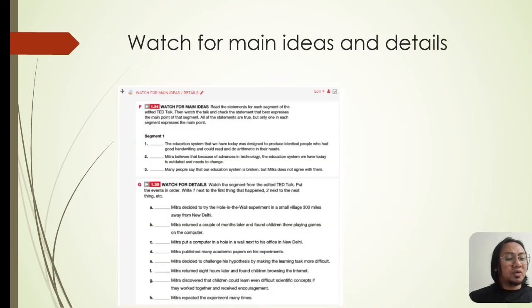And of course, once you have watched the video, there will be two exercises for you to do. One is Watch for Main Ideas, and the second one is Watch for Details. So as usual, Watch for Main Ideas will test you on your understanding of the overall TED Talk video and what the main idea of the TED Talk video is. And second is about the details of the TED Talk video.